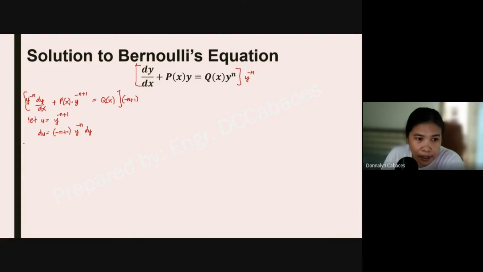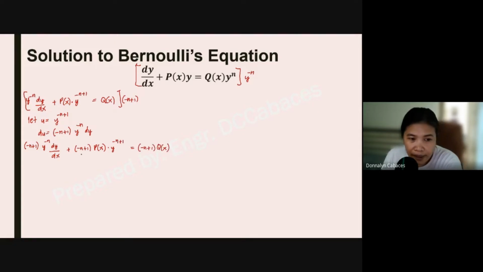So multiplying, you now have negative n plus 1 times y to the negative n dy with respect to x plus negative n plus 1 times p of x times y to the negative n plus 1 is equal to negative n plus 1 q of x.